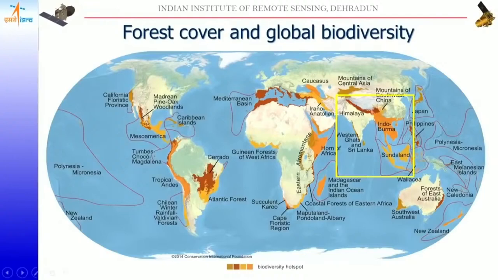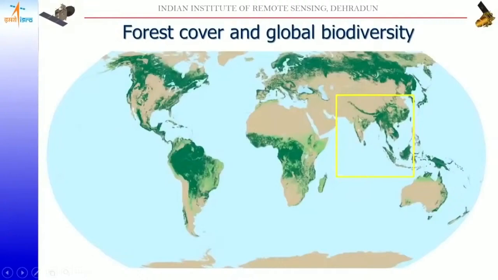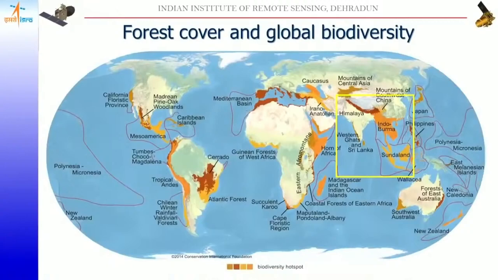You can see we have four global biodiversity hotspots in this part: the Himalaya, Indo-Burma, Sundaland and the Western Ghats. In terms of forest cover, you can see the Himalayan region, the Western Ghats, the Andaman part, and the northeastern region are very rich in forest cover and density of forest. In this way we can link biodiversity richness with forest cover classes also.